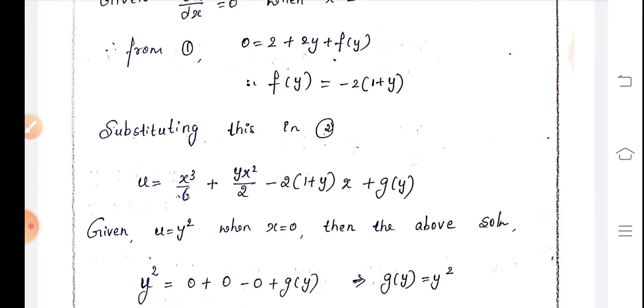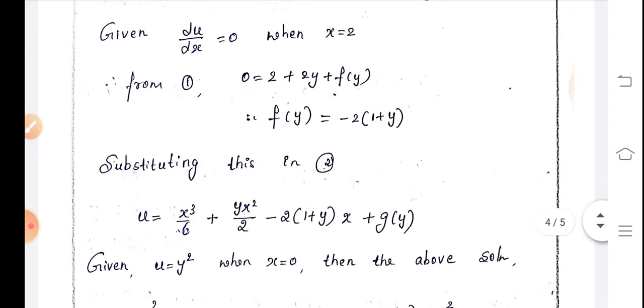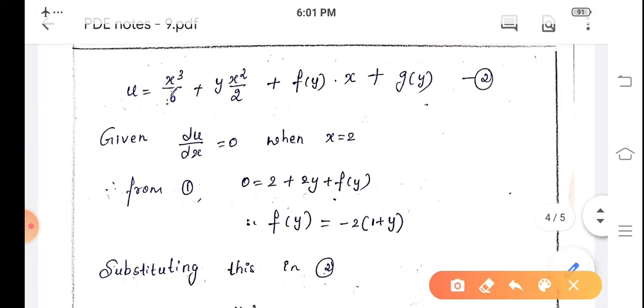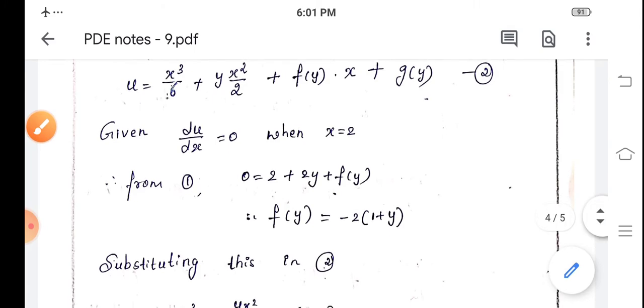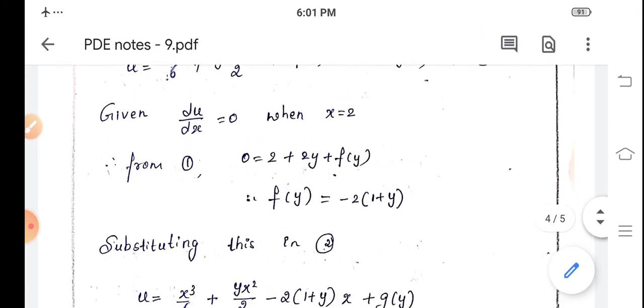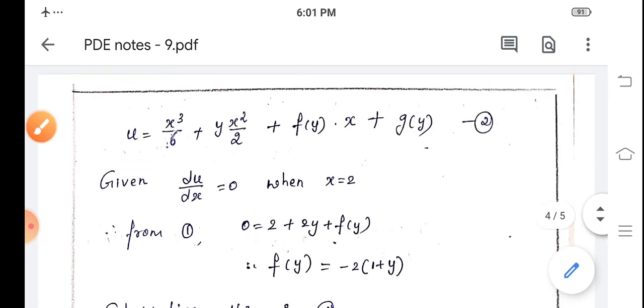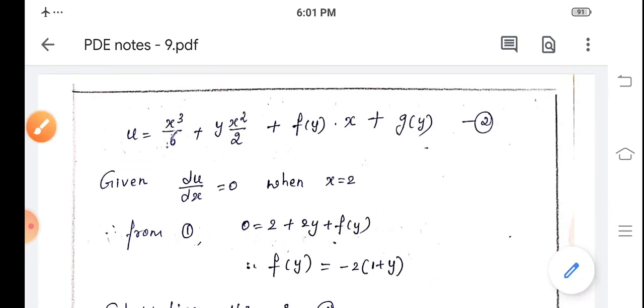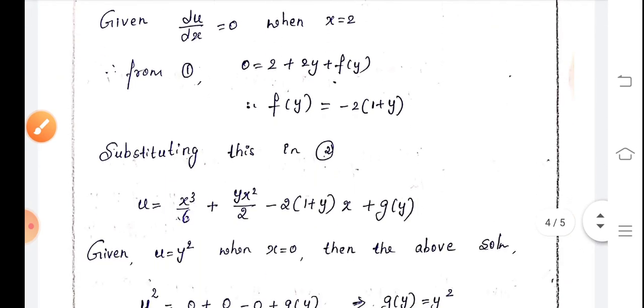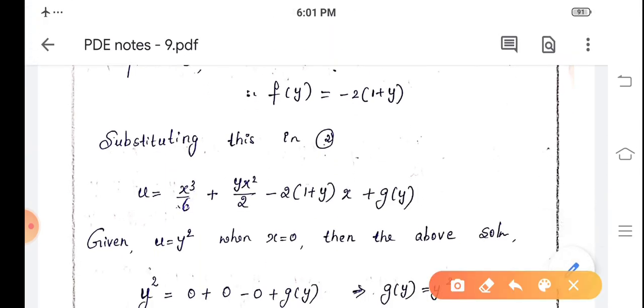Next, after getting f of y, we substitute f of y in equation 2. So when we substitute f of y in equation 2, we write u is equal to x cube by 6 plus y into x square by 2 plus f of y into x, that is minus 2 into 1 plus y into x, plus g of y.